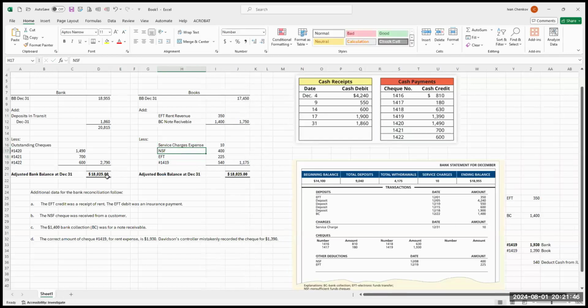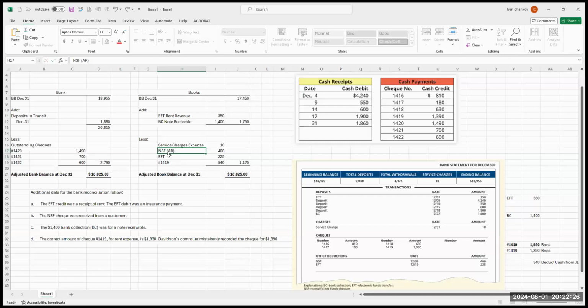For $10. NSF was received from a customer. So our customer paid us. The bank tried to clear the check from his bank account, found out there's no money in our customer's bank account, and they took the money back from our bank account. So that is clearly related to accounts receivable. Remember, NSF is related only and only to accounts receivable, only and only for customers to whom we made sales on credit.